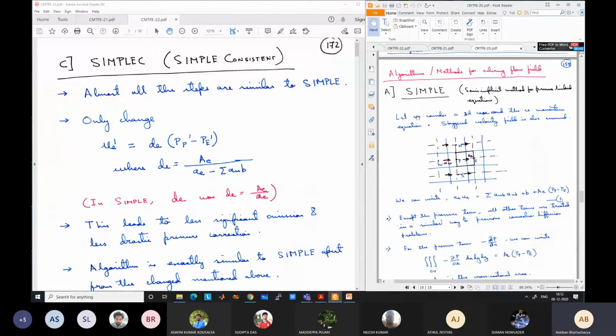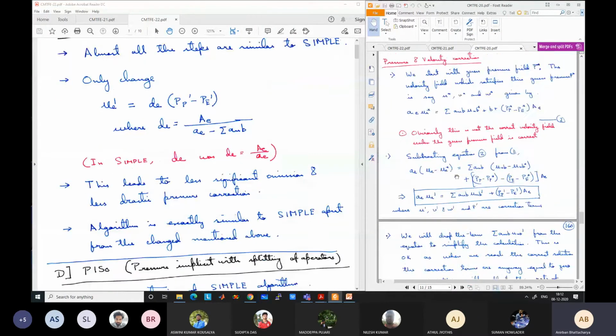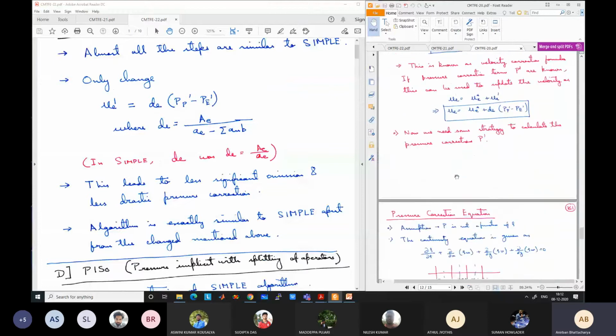So, by using a clever strategy, we have to modify the continuity equation and bring out some information about pressure, something related to pressure. And we have seen two methods. One is known as the SIMPLE method, which is the basic method, devised the earliest, and it uses a very clever strategy to formulate a pressure correction equation from the continuity equation.